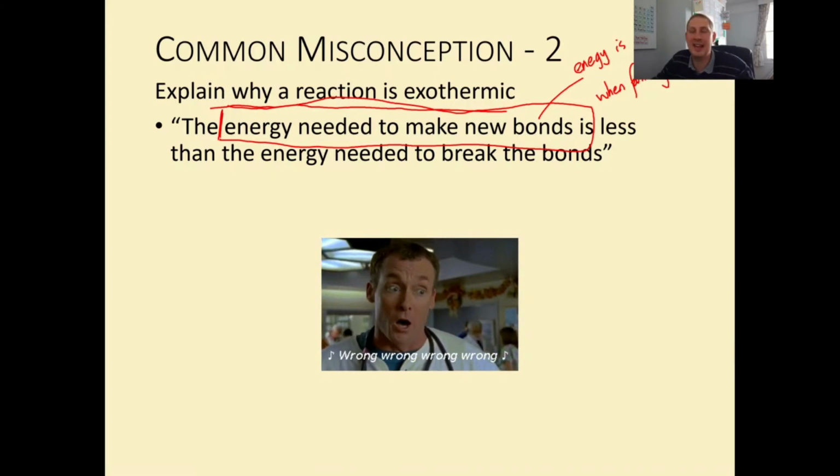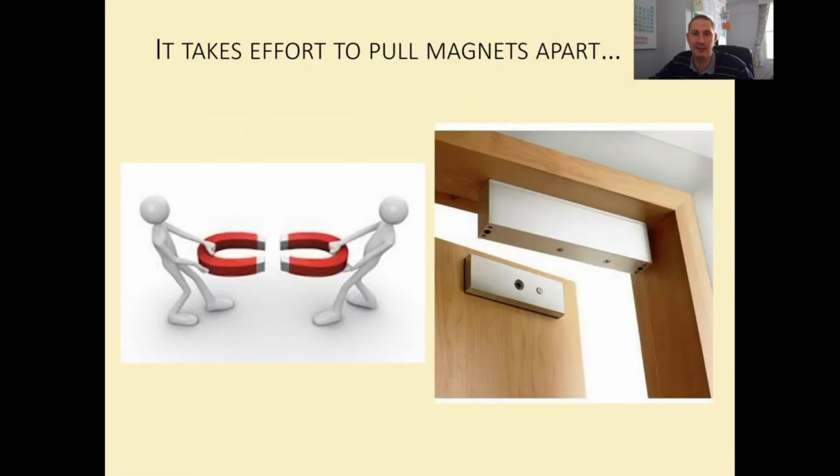And it goes against what we think naturally. You know, if you want to make a cake or make a house or make something, it takes energy. But actually, for chemistry, for making bonds, energy is released. A better thing to think about is magnets.